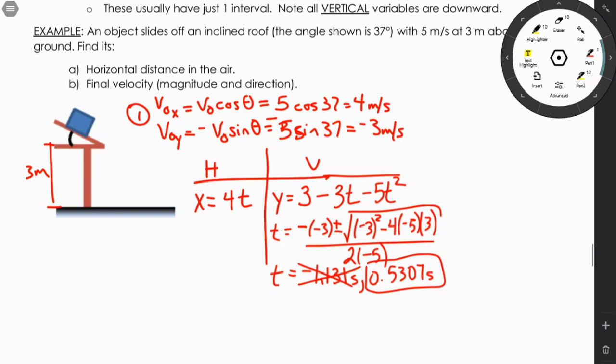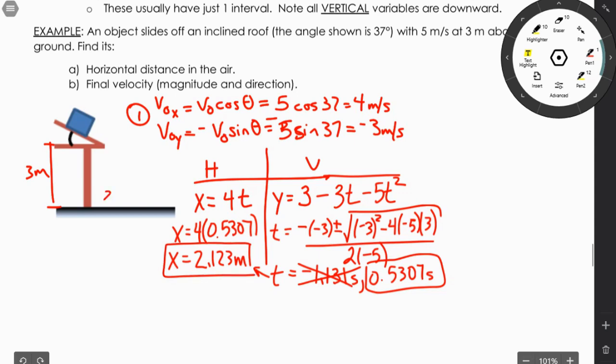Take that, remember time is the only thing that can cross the barrier. So x equals 4 times 0.5307. And we find it has a range, or a horizontal distance, of 2.123 meters. So it's going to land 2.123 meters from where it leaves the roof.